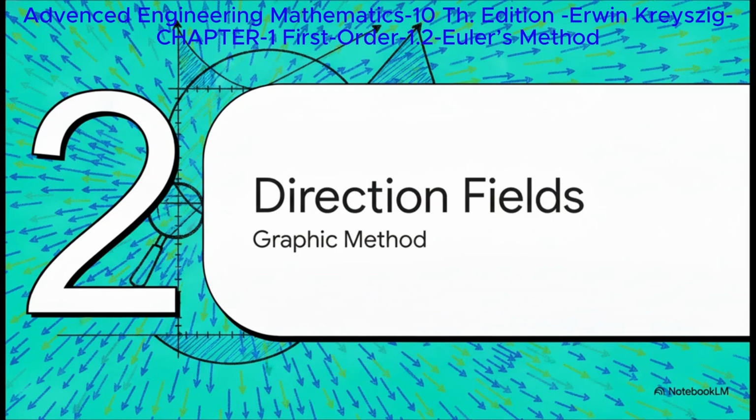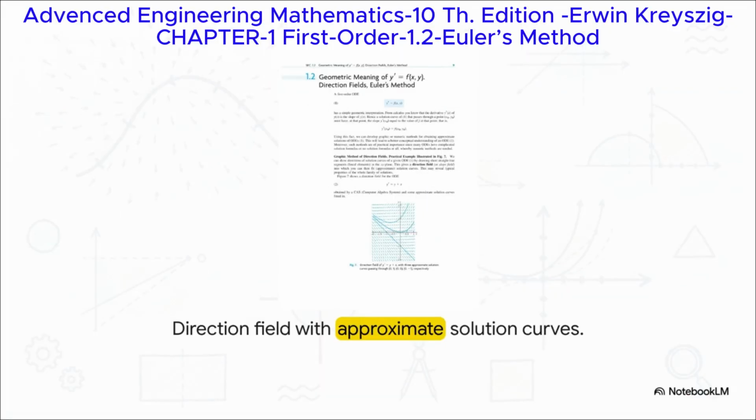Moving right along to section 2, direction fields and the graphic method. Think about this for a second. What happens if we take all those calculated slopes and plot them across the entire plane, instead of looking at one single point? You get a direction field, sometimes called a slope field. Take the differential equation y prime equals y plus x. If we plot this, we get all these short, tiny line segments scattered everywhere. We call those lineal elements.